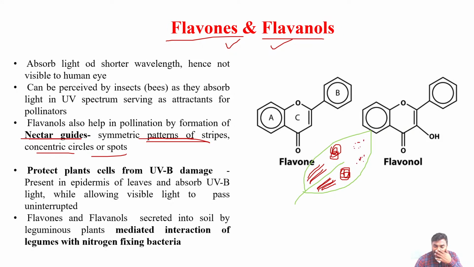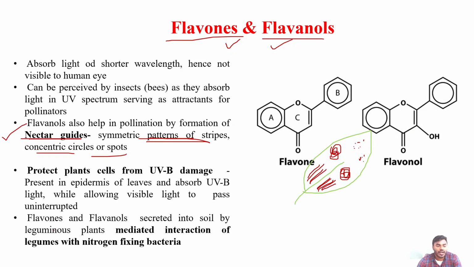So friends, what are the uses of these concentric circles or stripes? From a longer distance, insects will be attracted towards them. They will go over there and carry out the process of pollination. Don't get confused, so please remember the statement: flavones and flavonols are involved in the formation of nectar guides.